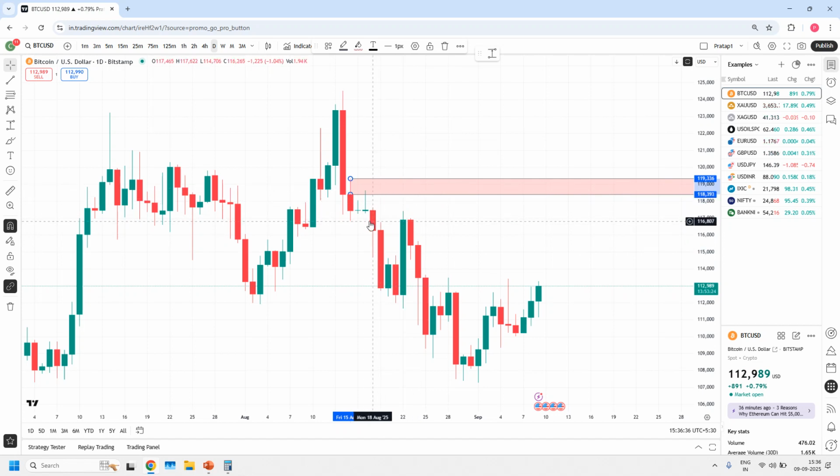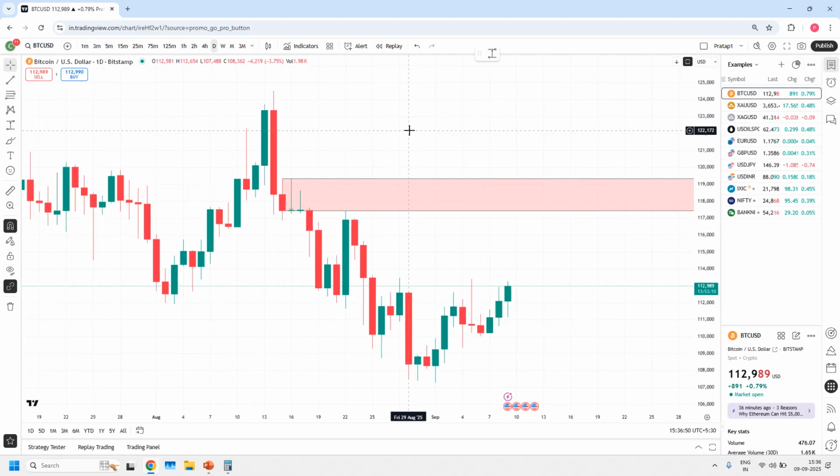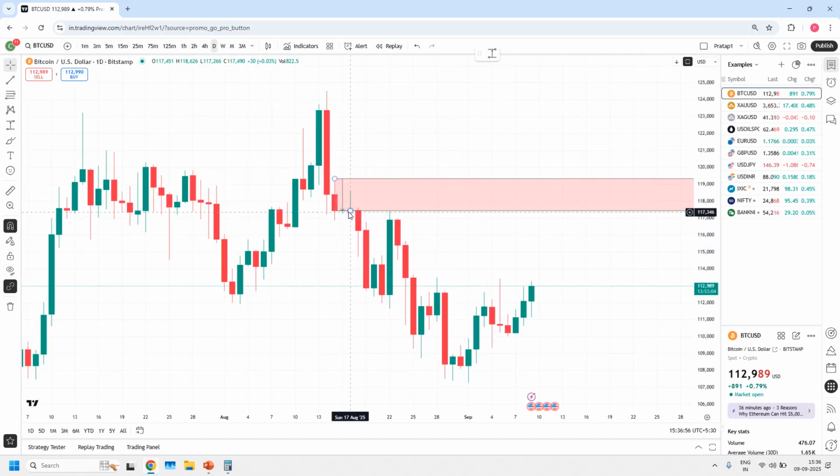What is type 2 proximal? Lowest body. Type 1 is the lowest wick. This is type 1, lowest wick. And type 2 is the lowest body. This is type 2. Imagine you would have planned your trade here. Type 2 here. This is your entry. And this is your stop loss.